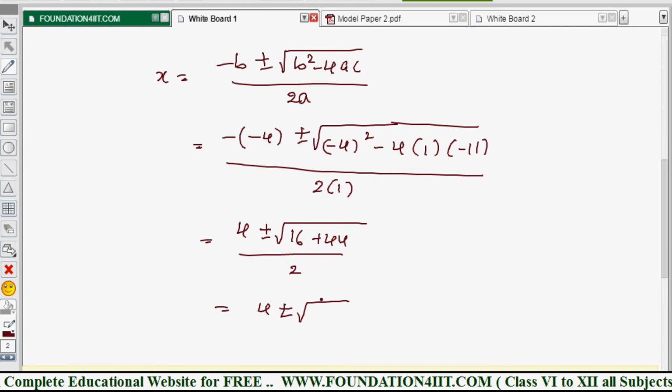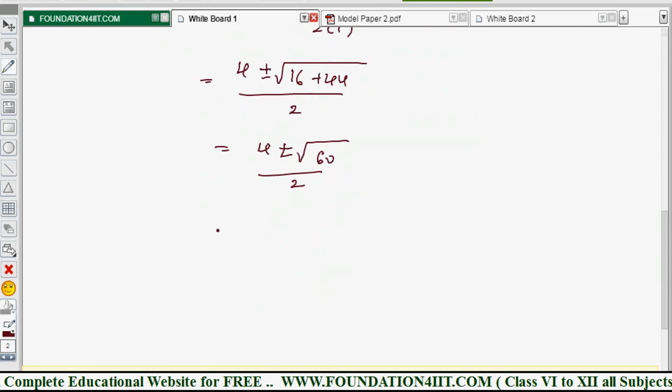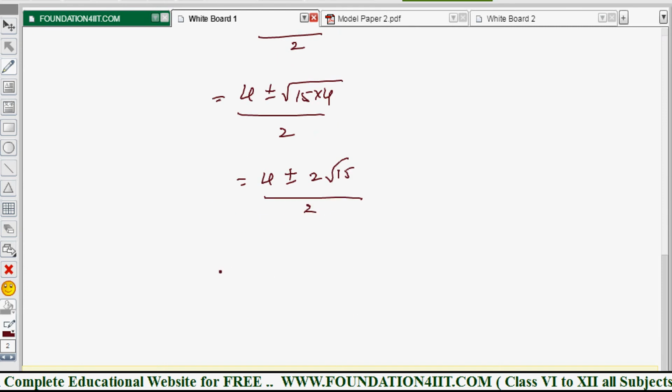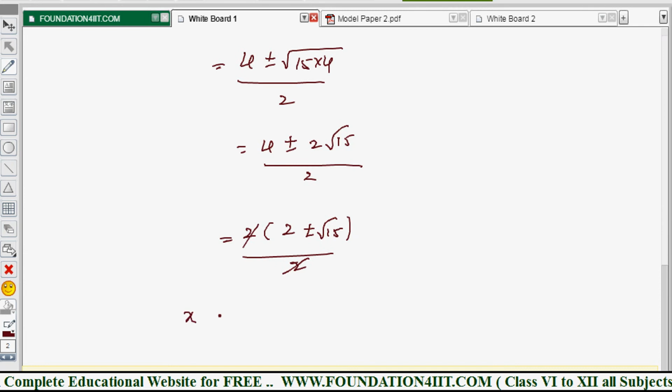Then that is (4 ± √60) / 2. In bracket, 4 plus or minus the square root of 60 is 15 into 4 we can take, because the square root of 4 is 2, we can write in the next step. So that is (4 ± 2√15) / 2. Then 2 is common in the numerator, 2(2 ± √15) / 2, so the 2 gets cancelled. Then finally x = 2 ± √15.